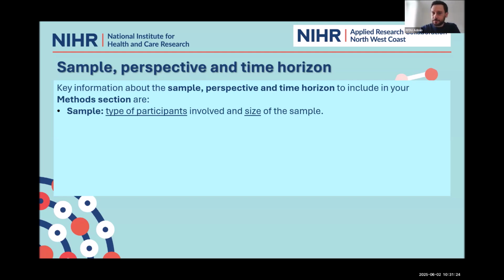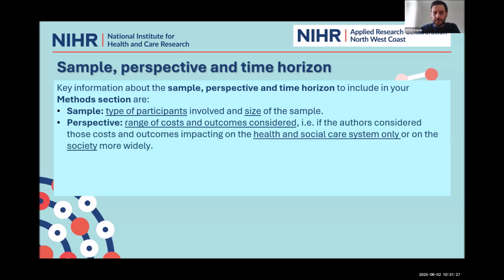The size of the sample should be clearly expressed in the paper, maybe in the results section rather than in the method section, but I'll give you an example later on. Perspective. Perspective is, I think, a peculiar attribute of an economic evaluation, and it is something that you find specifically in economic evaluation and maybe not in other study designs. And it reflects the range of costs and outcomes considered. So if you're looking at economic evaluation, you might see that they are considering the cost and outcomes which are attributable to the health and social care system only.